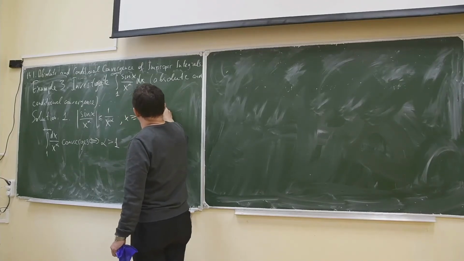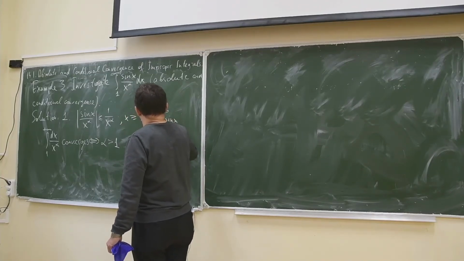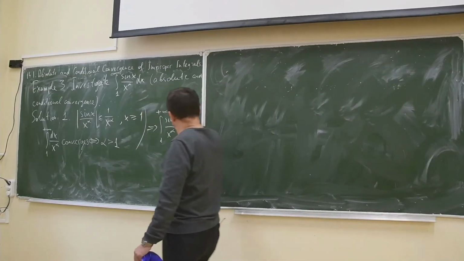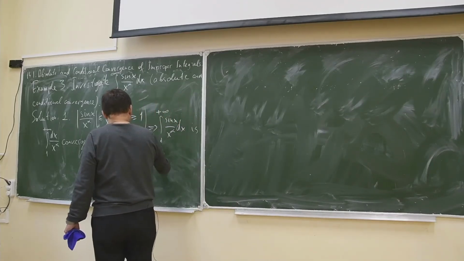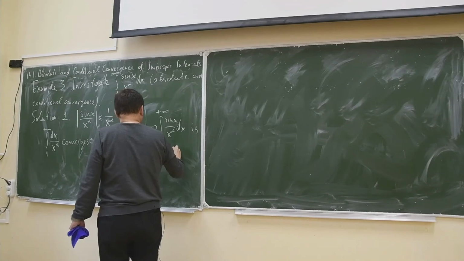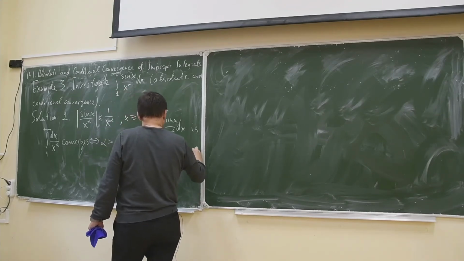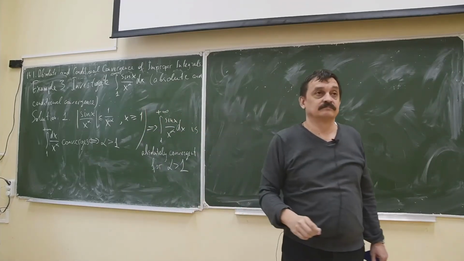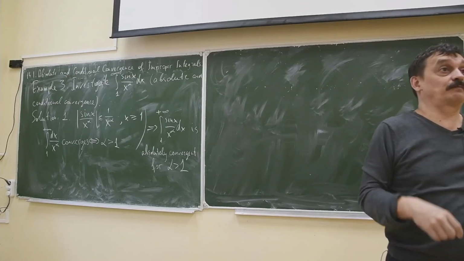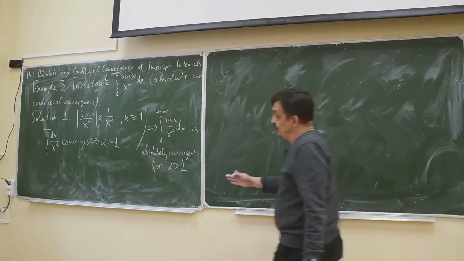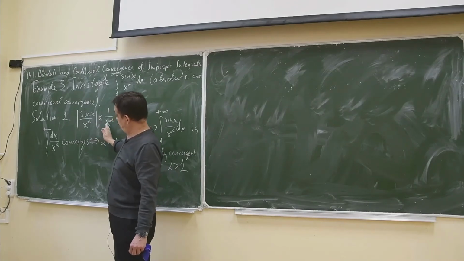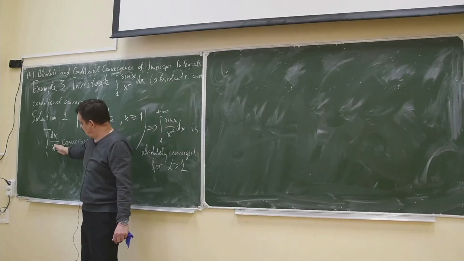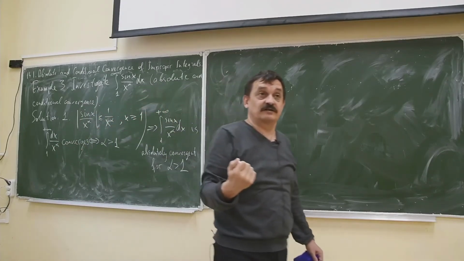Our integral, what can we say about our integral? It is absolutely convergent for alpha greater than 1, because of the comparison test. We estimate our function in modulus by another function, and we know that that integral converges if alpha is greater than 1.